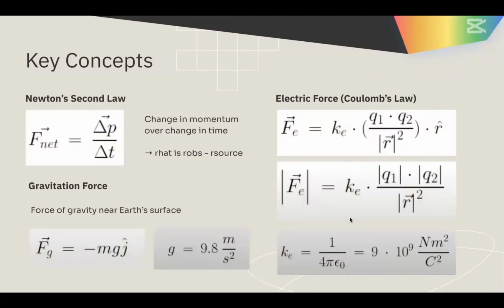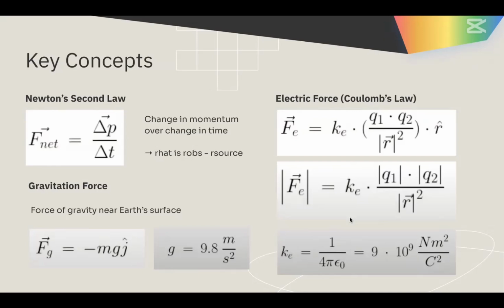So what are some key concepts that we need in order to do this investigation? Some of the concepts we've already seen in Physics 1, such as Newton's second law, the change of momentum over time, and gravitational force, for which we use 9.8 and the mass of the object. This will be used later in calculations.